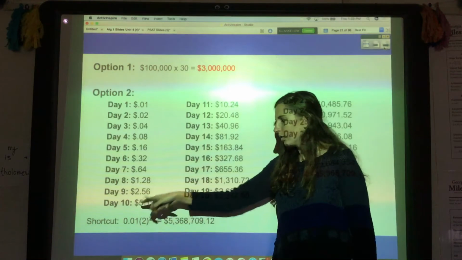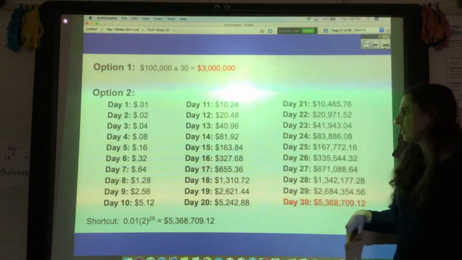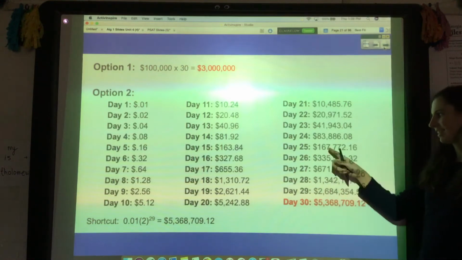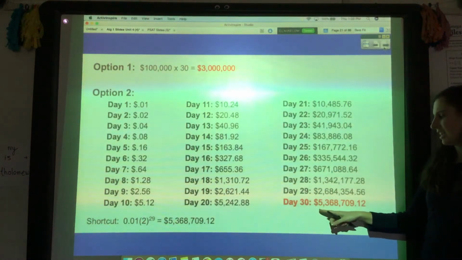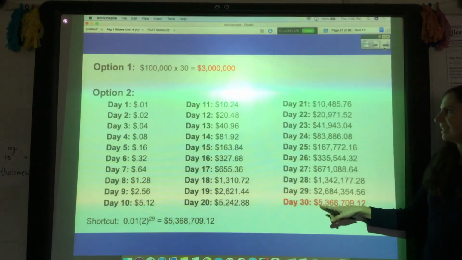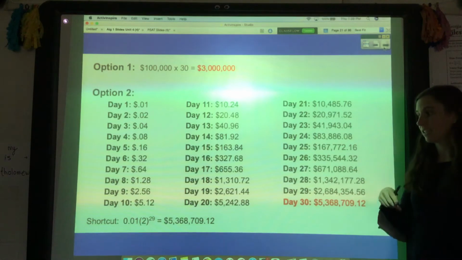So by day 10, you're only at $5. By day 20, you're at $5,000. And by day 30, you're at over $5 million. So you just barely passed option 1, and then it would continue to get crazier and crazier higher.